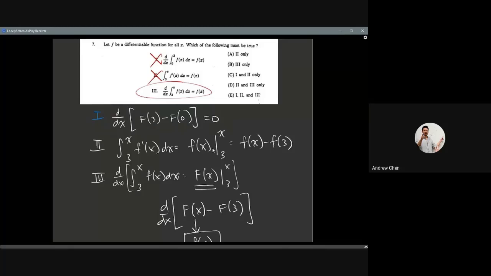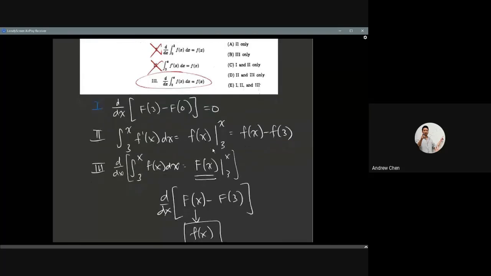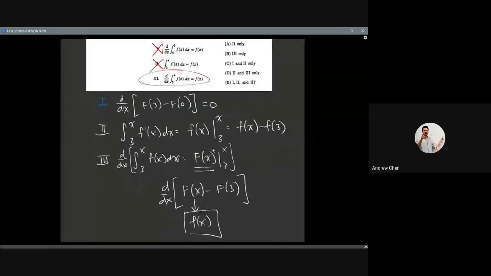And I did the same thing here. You guys can pause the video and look at my solutions. This is my work going from here. Doesn't equal f of x. They're missing this part right here, f of 3. And the third one, this is the straight up fundamental theorem of calculus definition.